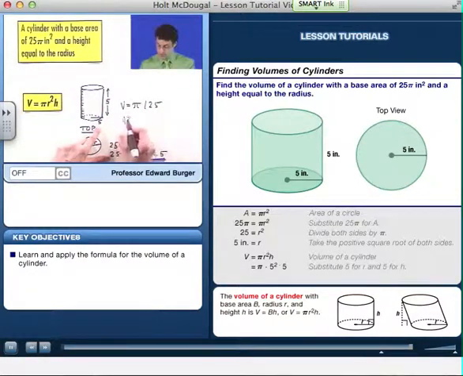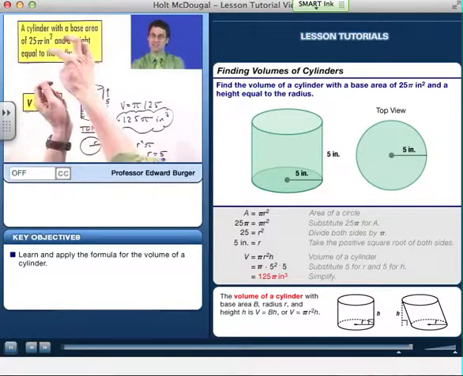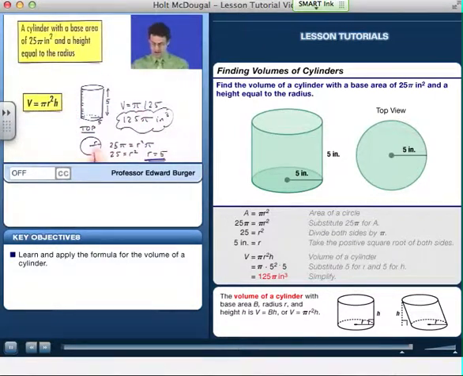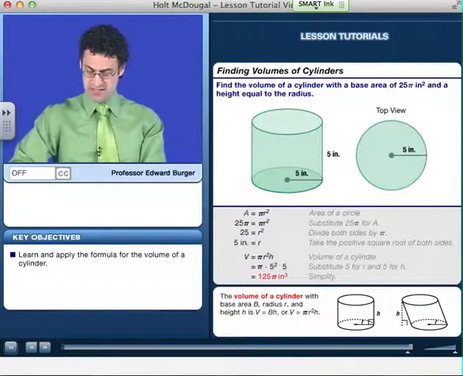So the volume is 125 pi, and what are my units? My units are now inches, but they're inches cubed because I'm talking about volume, 3 dimensions. So you can see here, it was a little tricky question because the information was hidden. We had to first of all think and find the radius. Once we found the radius, using the fact that we knew the area of the base, we were home free.